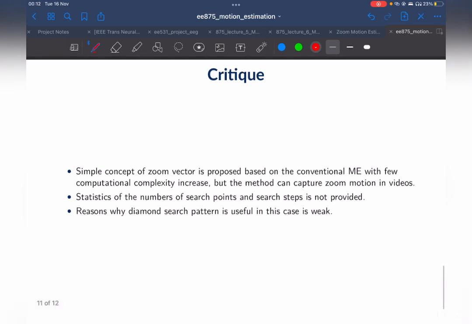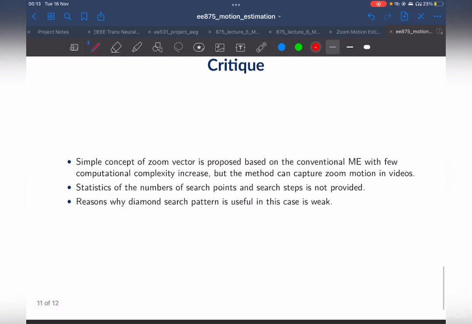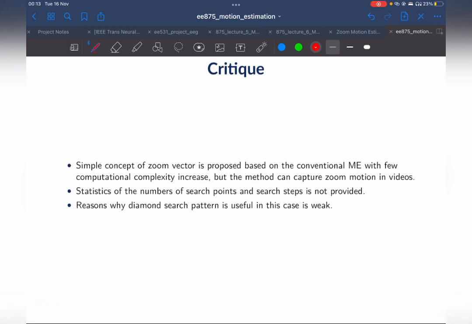However, statistics of the number of search points and search steps are not provided in this paper, so it's difficult to compare with the classical method. And the last one is that the reason why the diamond search pattern is useful in this case is weak. It is reasonable to use a small unit size search pattern, but they didn't give the reason why the diamond search pattern. Okay, thank you.